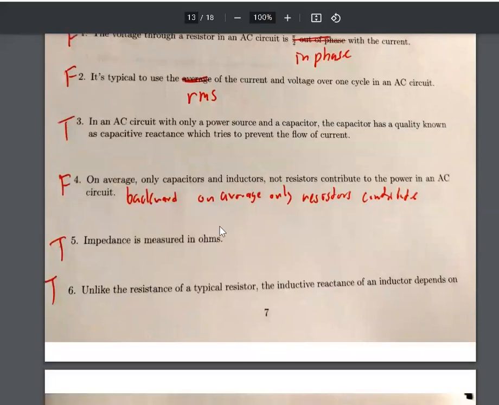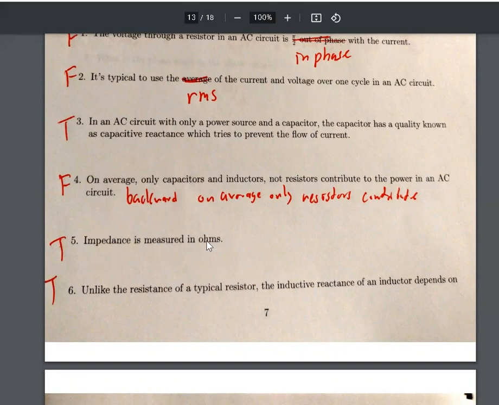Okay, impedance is measured in ohms. That's true. So remember, impedance is sort of like a generalization of resistance, whenever you have resistors and possibly capacitors and inductors. If you add all of their contributions up in a special way, take the square root of the squares, then that's called impedance. And it acts just like resistance, so it is measured in ohms.